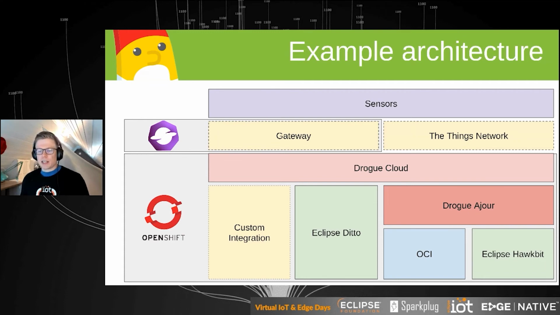We also have another firmware manager called OCI, which stores firmware as container images, just as a reference, because a lot of the build tools for building applications on top of Kubernetes can use containers as a mechanism for storage. I'll show you that in a demo soon.